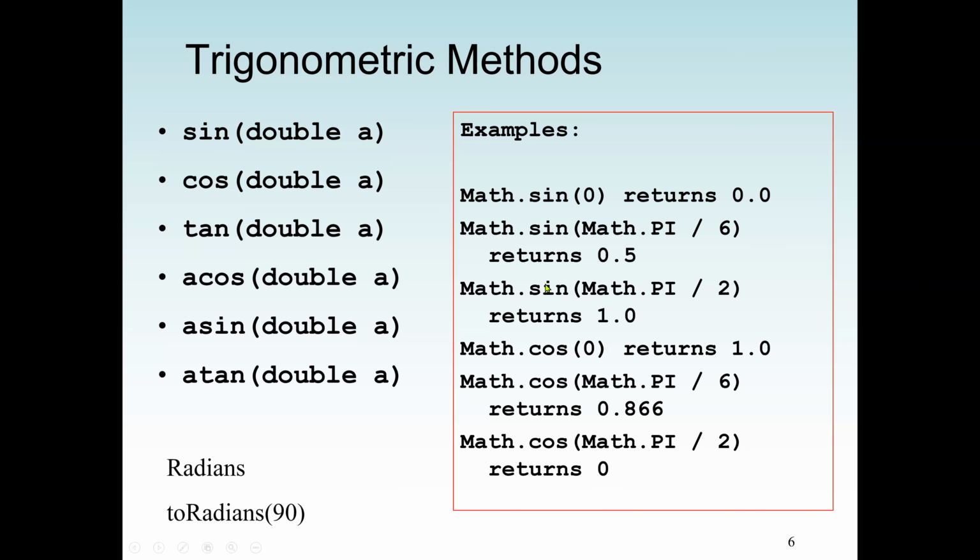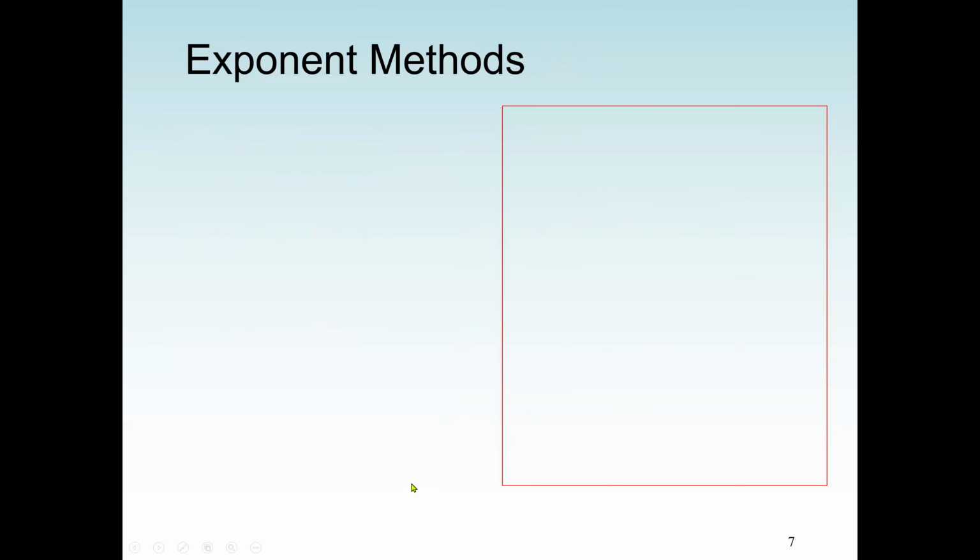And as we said, if the value is in degrees, we can convert it to radians by using the toRadians method. In order to use the method, we also have to have Math. So Math.toRadians 90, and the answer will be 1.